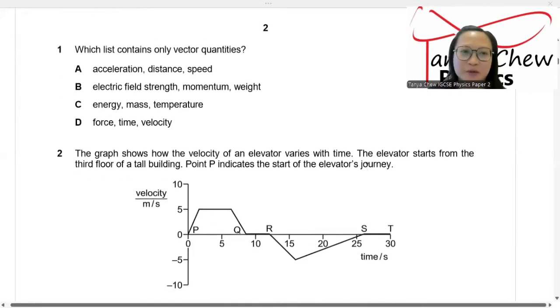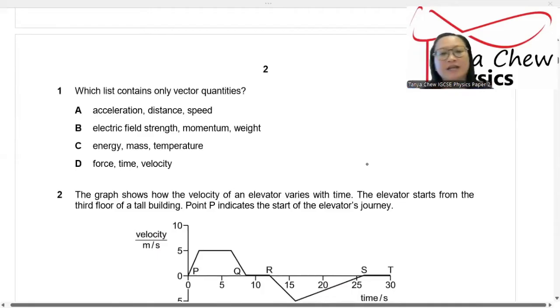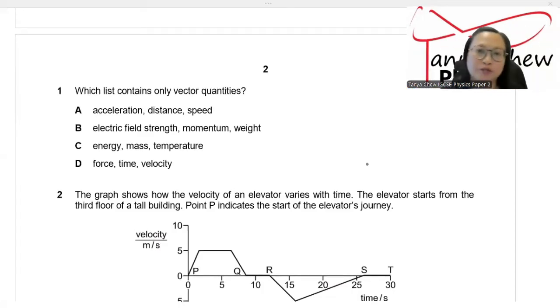Now let us look at the first question. Which list contains only vector quantities? Now, before you answer this question, first of all, you need to have an idea of what a vector quantity is. Let me define vector quantity. A vector quantity is a quantity which contains both magnitude and direction.